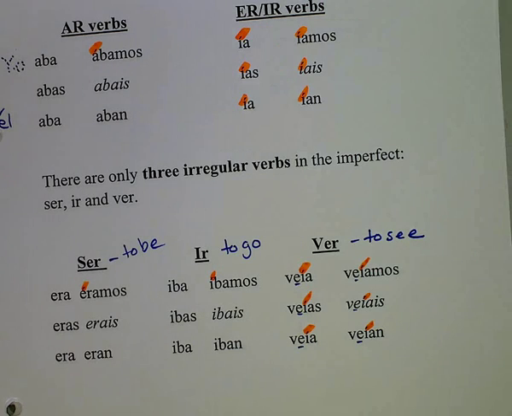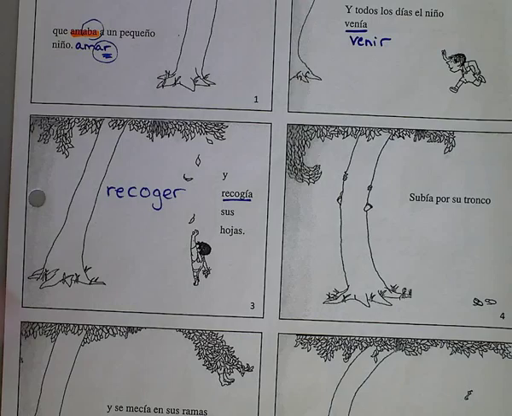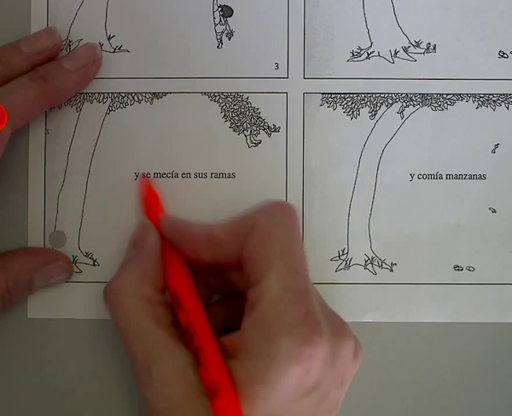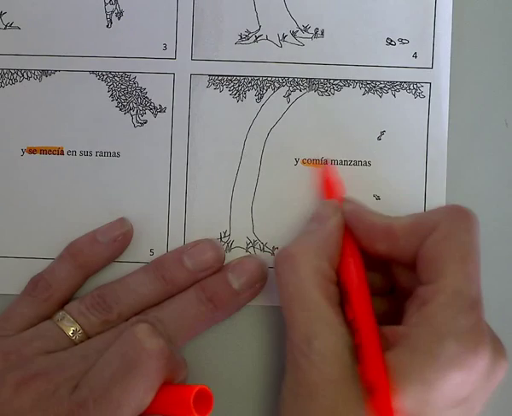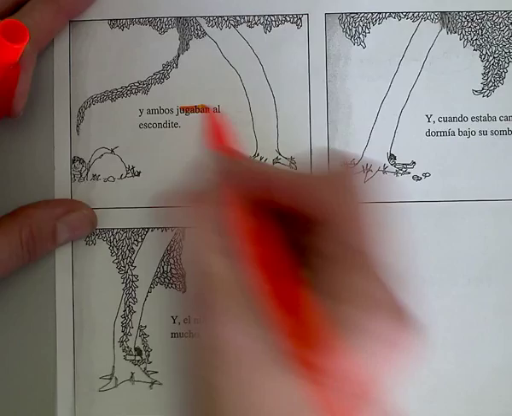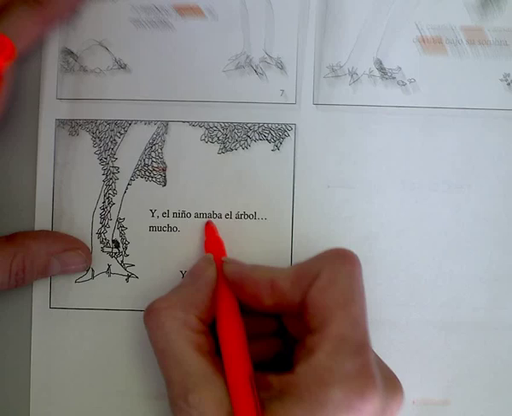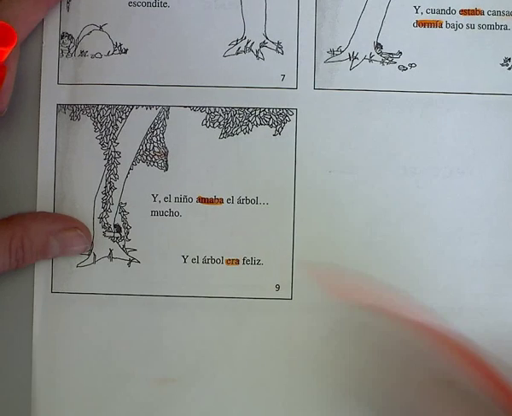So, did you see any of these irregular verb forms in any place in the story? Where did we see era, iba, or veía? So is it here? No. Here? No. Here? No. Jugaban. Estaba. Dormía. Amaba. Oh, here we go. Era.